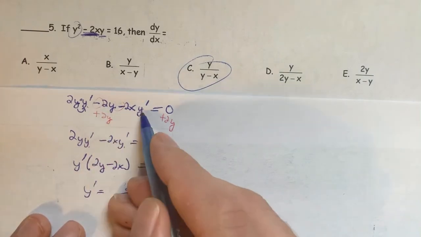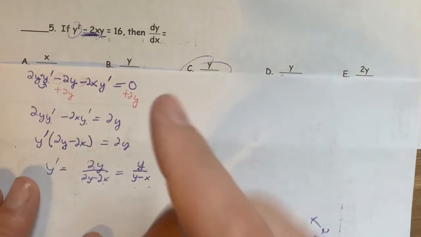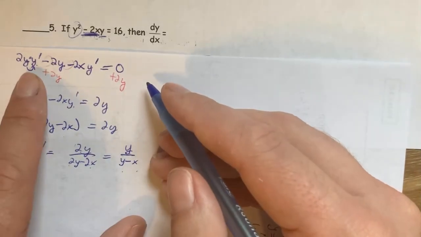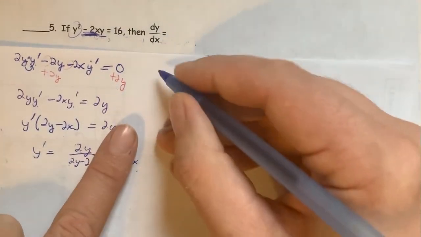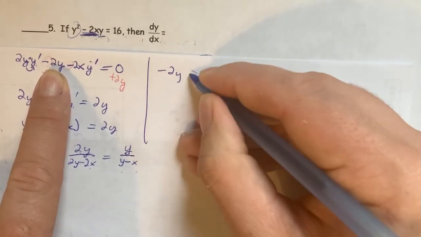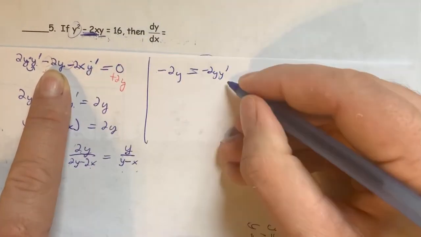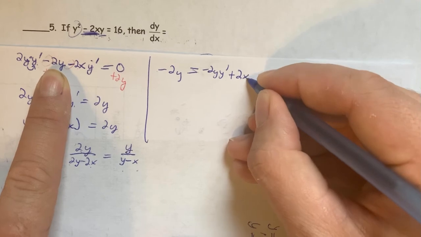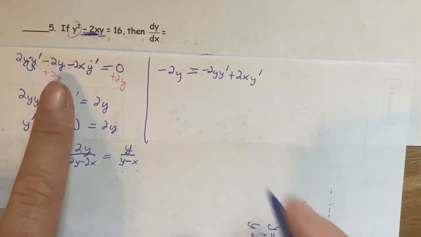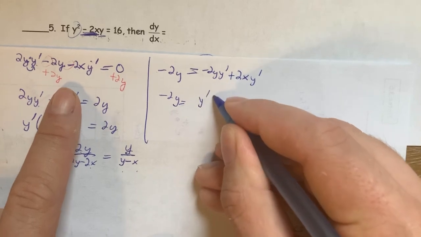What if I had chosen to bring the y's to the other side? What if I had chosen to bring the y's to the left side, so I'm going to leave this alone. So negative 2y equals, and I'm going to move this to the other side by doing minus 2y y prime, and brought this to the other side by doing plus 2x y prime. And now I factor out the y. This is a legitimate choice I could have made.